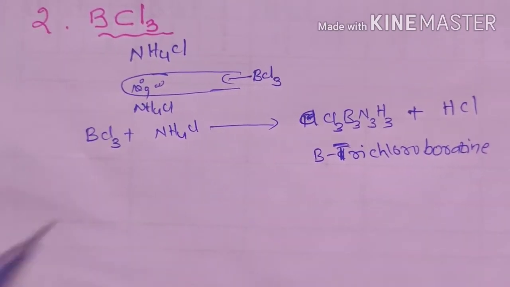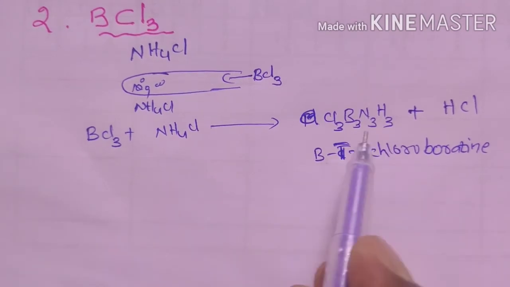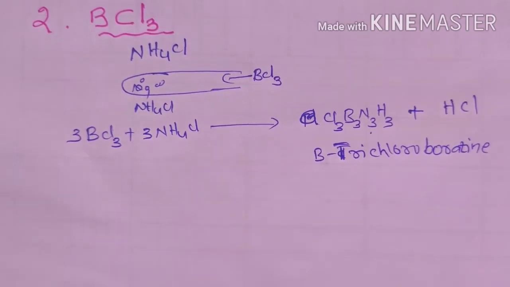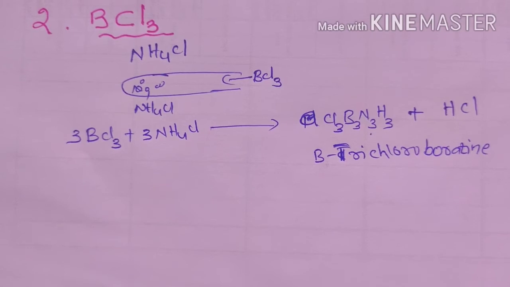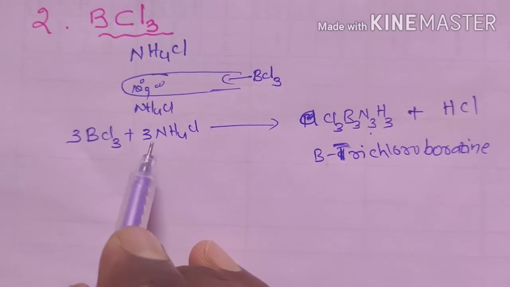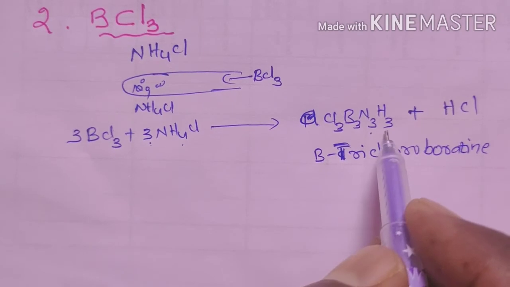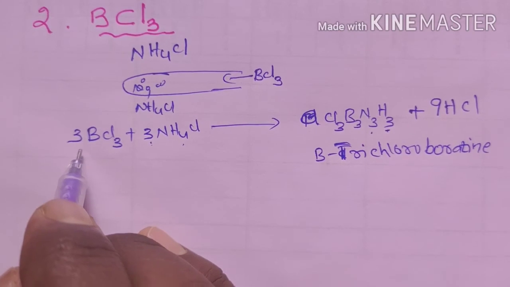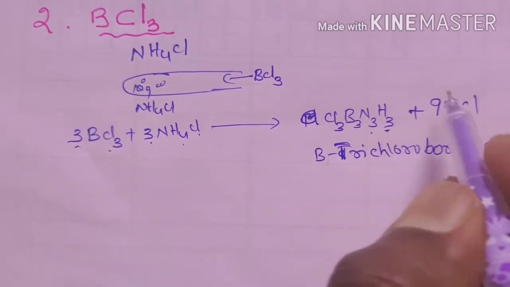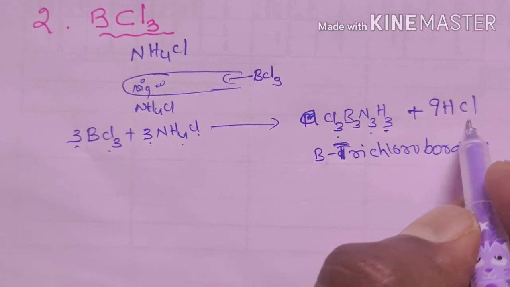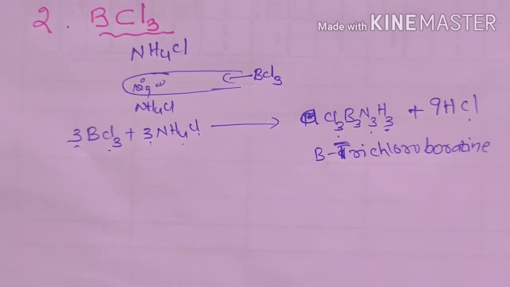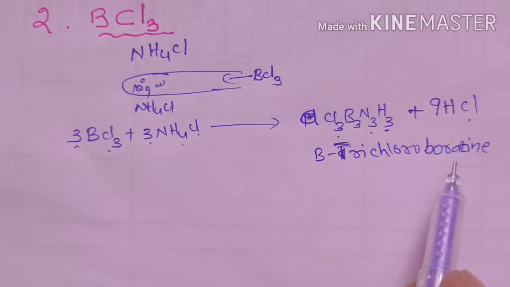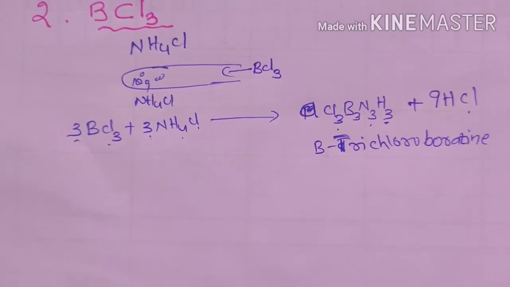This reaction is also very easy to balance. Here we have 3 boron and 3 nitrogen atoms, so we write 3 here as well as 3 here. Now the number of hydrogen atoms here is 3 into 4, 12. Here we have only 3, so we write 9HCl. Now let us check the number of chlorine atoms: 3 into 3, 9, plus 3, 12, and on this side we have 3 plus 9, 12. So the chlorine atoms are also balanced, and this one is known as trichloroborazine or borazole. This is the intermediate product formed in this reaction.